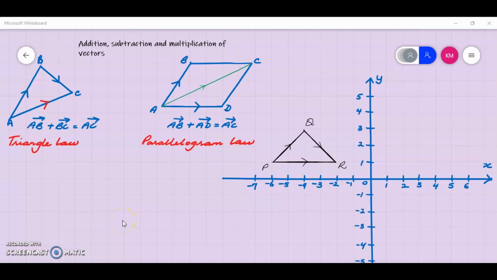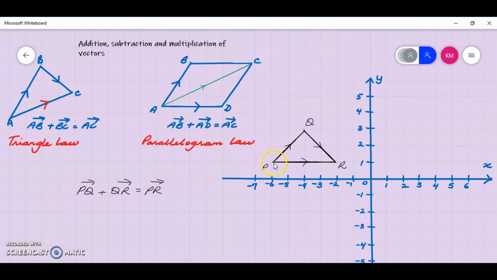Now, let's take a look at what the triangle law for addition looks like on a Cartesian plane. So here we have a triangle that is formed from three vectors, PQ, QR, and PR. Now, we can see that PR is the resultant vector that is formed from adding PQ and QR. So I'm going to write here PQ plus QR is equal to PR. Now, we are going to learn how to go about performing addition on vectors using the column vector format rather than the directed line segment format.